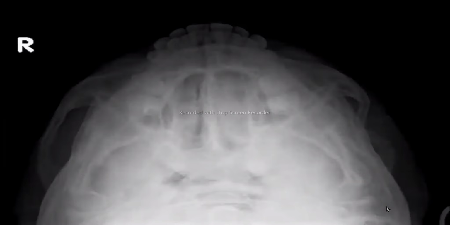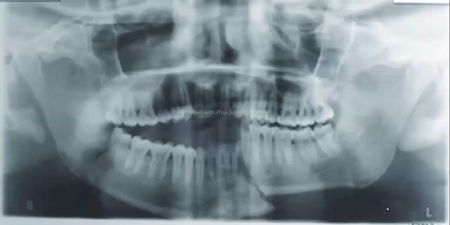So what is the view here? Submental vertical view. And what is the diagnosis? Left zygomatic arch fracture. Okay. What is the diagnosis here? Mandibular fracture, body of mandible.